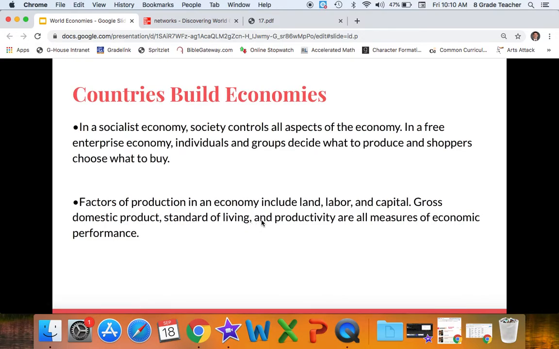So that would be the difference between an economy that is more developed and is further on, maybe has more resources, versus an economy who's kind of behind in the times in terms of what's being produced and what's available to its citizens.